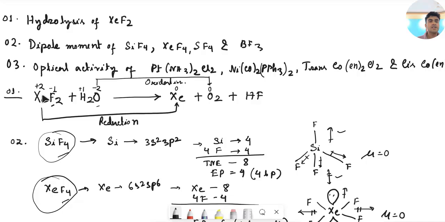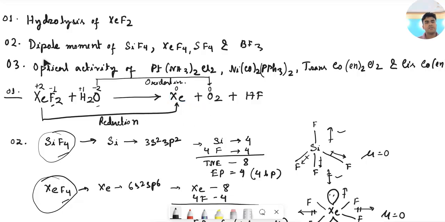So where will it get the electron? Either it will get electrons from fluorine or oxygen, but as fluorine is much more electronegative than oxygen, Xe will get the electron from oxygen and the oxygen will be oxidized to O2. So xenon difluoride will be reduced to xenon and H2O will be oxidized to O2. Hydrolysis of XeF2 gives xenon and oxygen.